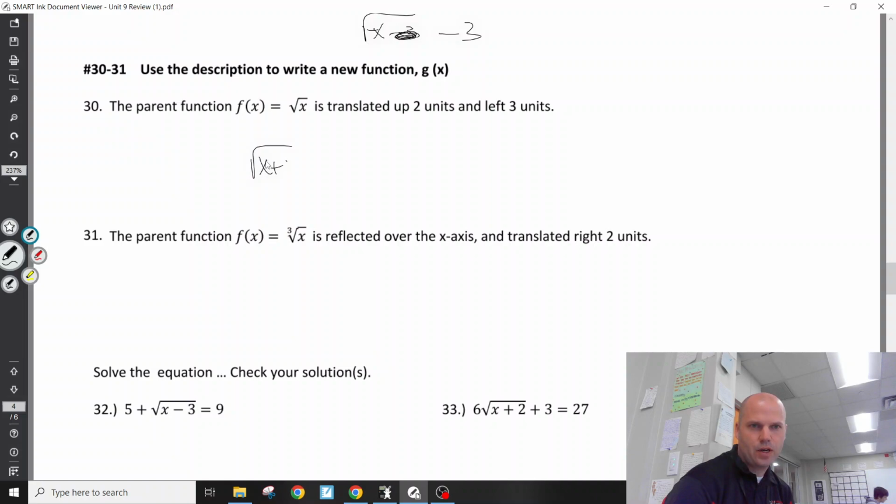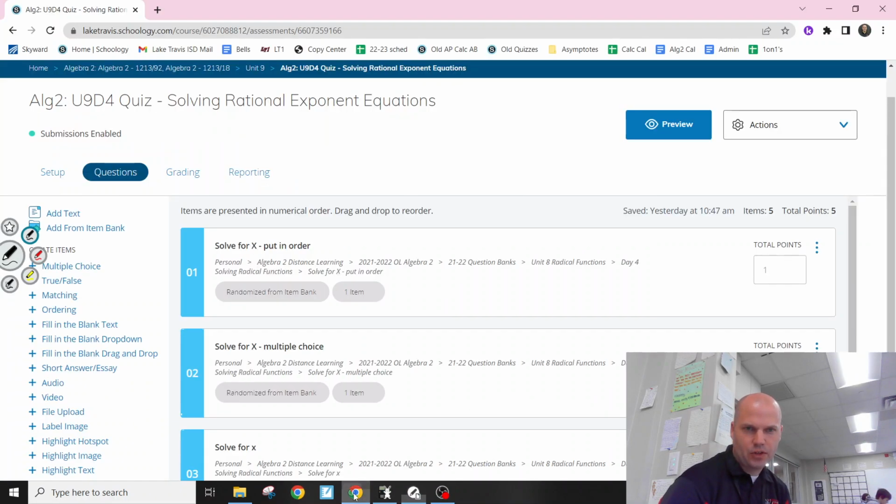Up to left 3. Inside opposite, outside normal. Up is the y's, left and right are the x's. Reflected over the x-axis changes your y's. I need a negative on the outside. Right 2. Okay. All right, let's finish off with the last quiz.